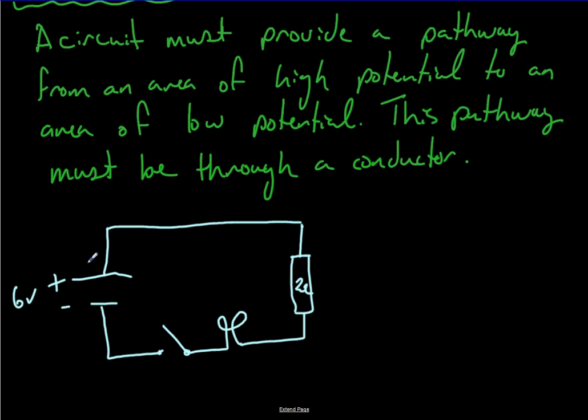So there's a circuit, and you can see that there's a complete path when this switch is closed from the area of high potential to the area of low potential. The difference between these two plates is 6 volts, or 6 joules per coulomb. So let's just remind ourselves, volts is a measure of electric potential energy.